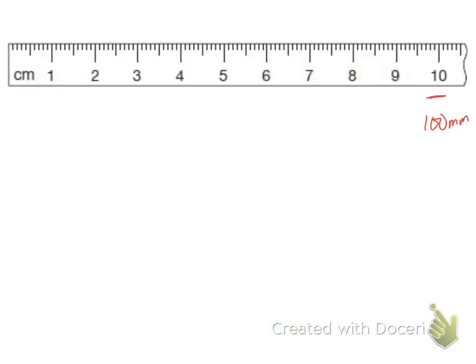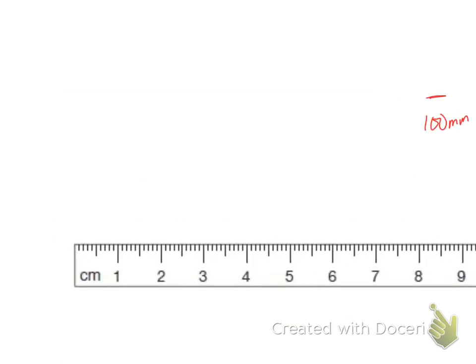If I have a line that is 1.5 centimeters long, 1.5 is the same as 1.5, because we have 1, and then my decimal point, and then 1, 2, 3, 4, 5. Then I know this is the same as 15 millimeters, because we have 10 millimeters plus 5 more.